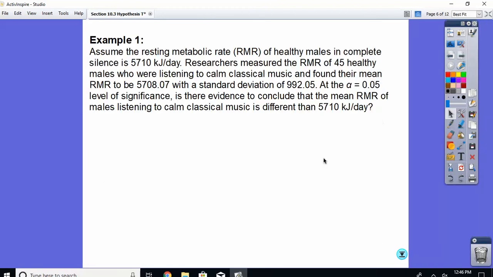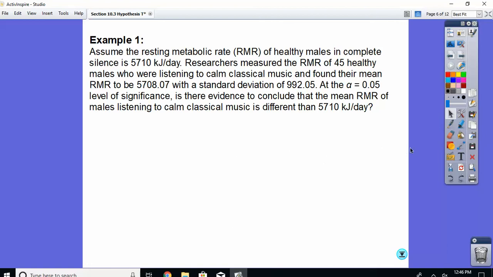Okay, example 1. I gave you like 2 extra slides after example 1 because I'm going to show you how to do example 1 all the ways we have to do it. And then moving forward, we will just do it one way.